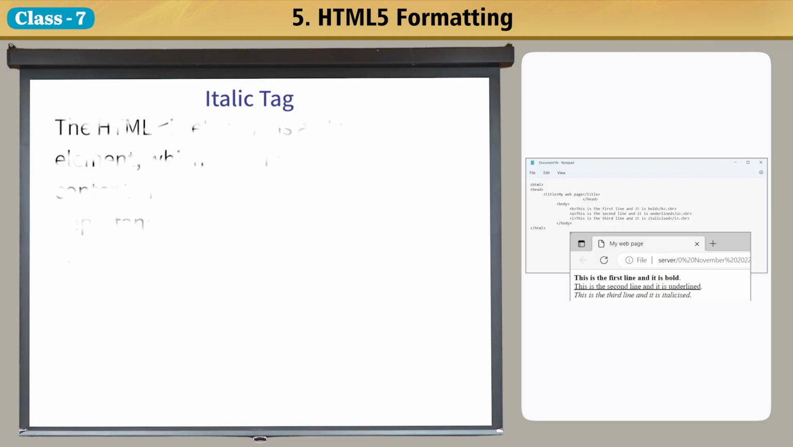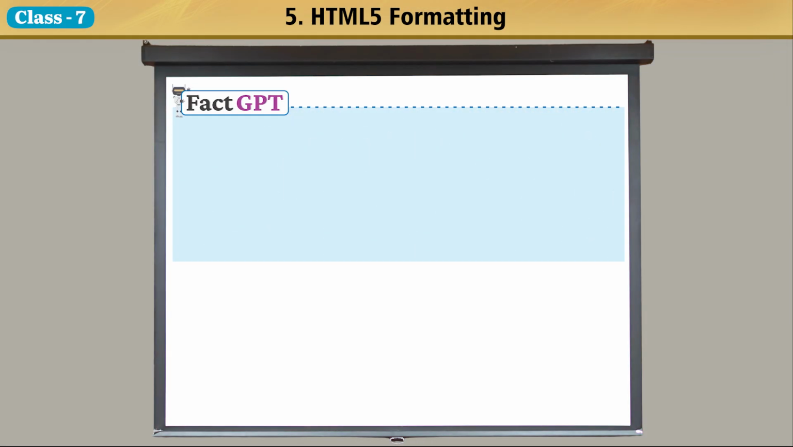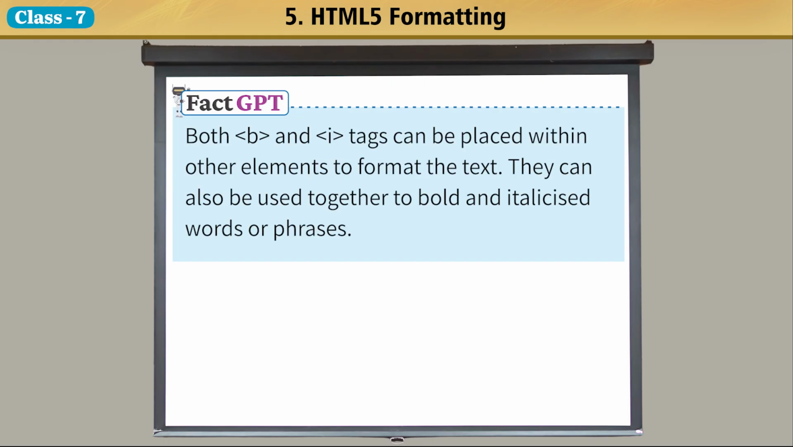Italic tag. The HTML italic tag element is a physical element which displays the enclosed content in italic font without any added importance. If you write anything within italic tag element is shown in italic letters. Both bold and italic tags can be placed within other elements to format the text. They can also be used together to bold and italicize words or phrases.